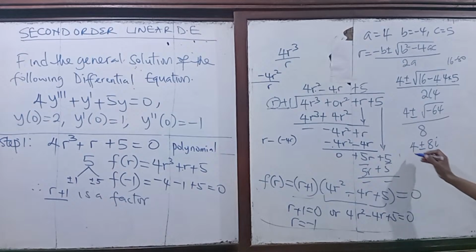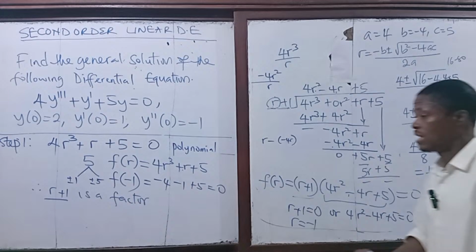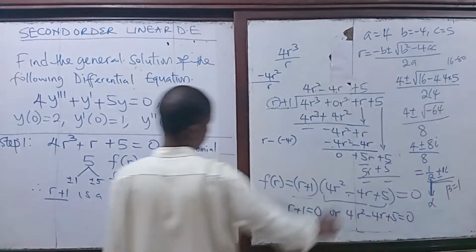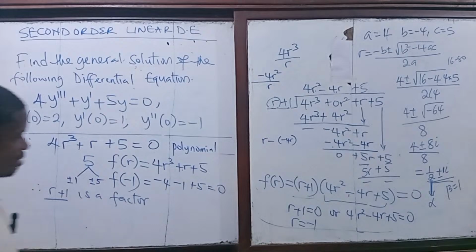And that will give us 4 plus or minus 8i over 8, which gives us 1 over 2 plus or minus i. So the 1 over 2 is the alpha, and the coefficient of the i is 1, so beta is 1. So this is giving us two distinct complex roots.